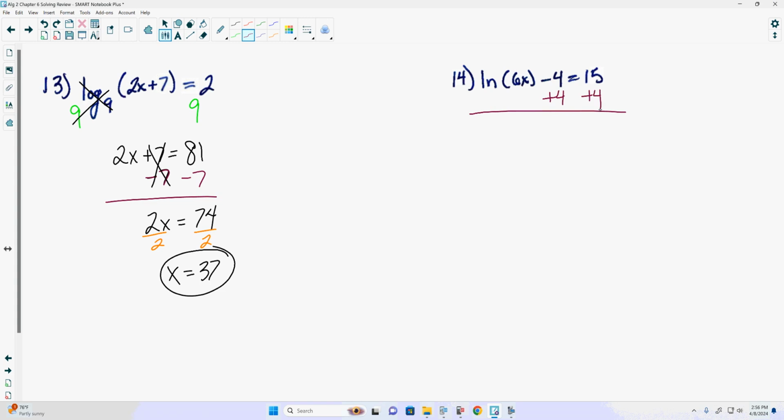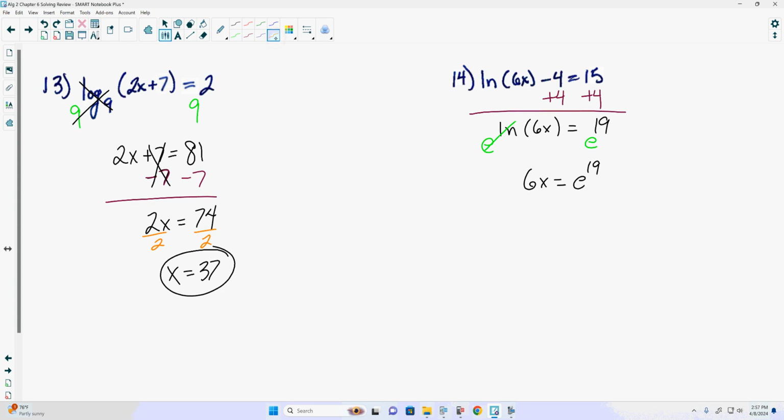Because up to this point, there was nothing being added, subtracted, multiplied by our log. So we have to get it by itself. Doesn't matter what's inside the log. Anything outside the log has to be moved to the other side. So we'd add 4. Now is the log by itself? Yes. And we would put both sides to the base of e. Because e and our ln would cancel, leaving us with 6x is equal to e to the 19th.